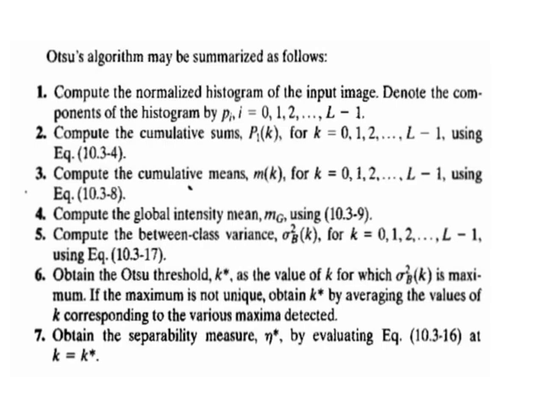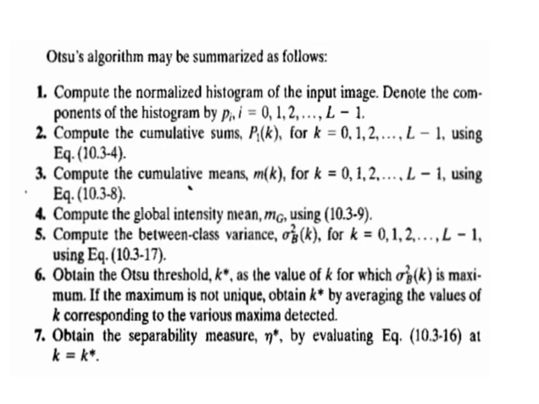From the above points, the Otsu algorithm may be summarized as follows. First, compute the normalized histogram of the input image. Denote the components of the histogram by p i, i equal to 0, 1, 2 up to L minus 1. Second, compute the cumulative sums P1(k) for k equal to 0, 1, 2 up to L minus 1 using equation 10.34. Third, compute the cumulative means m(k) for k from 0, 1 up to L minus 1 using equation 10.38.